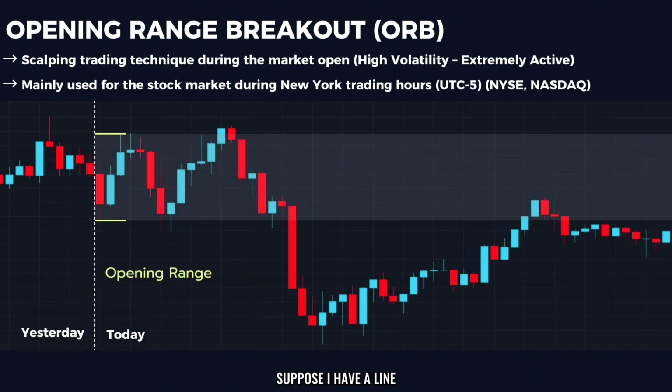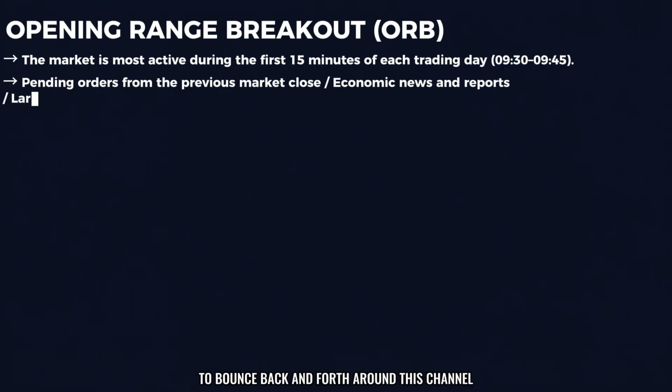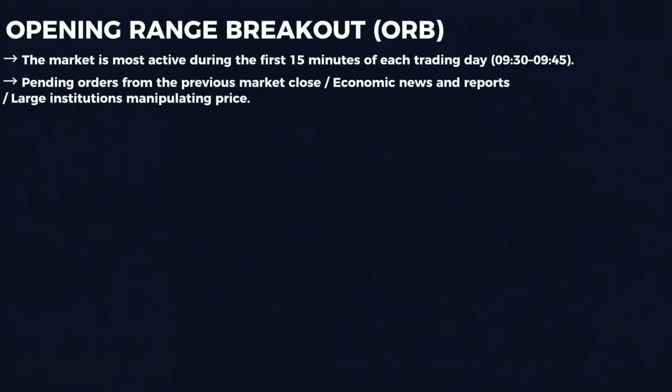Suppose I have a line. This line divides yesterday's time and today's time. When the market opens, we will determine the period or range. This range is called the opening range. After we finish the period, we will treat this period like a channel. There is a bottom line and a top line. The price has the opportunity to bounce back and forth around this channel. And the point that we are interested in entering the trade is the point where it breaks out or breaks through the bottom line.